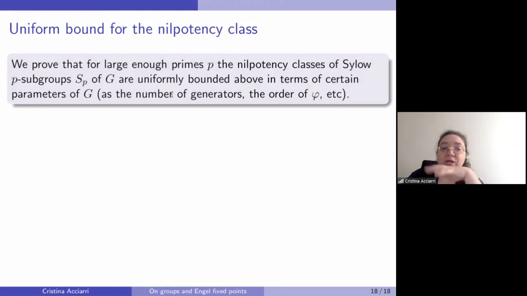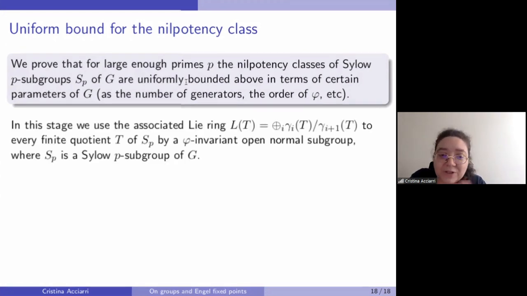But remember, this was trying to prove that for large enough primes P, the nilpotency class of the Sylow P-subgroup is uniform, it is independent of P. And this bound is obtained in terms of certain parameters of the profinite group G, as for example the number of generators, remember that we can assume that G is finitely generated from the beginning, the order Q of our coprime automorphisms, and some other technical variables that appear here. So about this, I will just say a few things without giving really a sketch of this part of the proof, because it's really technical.